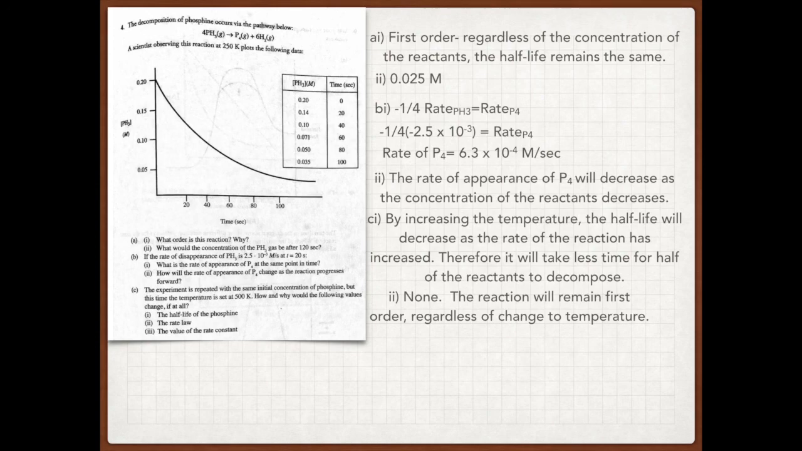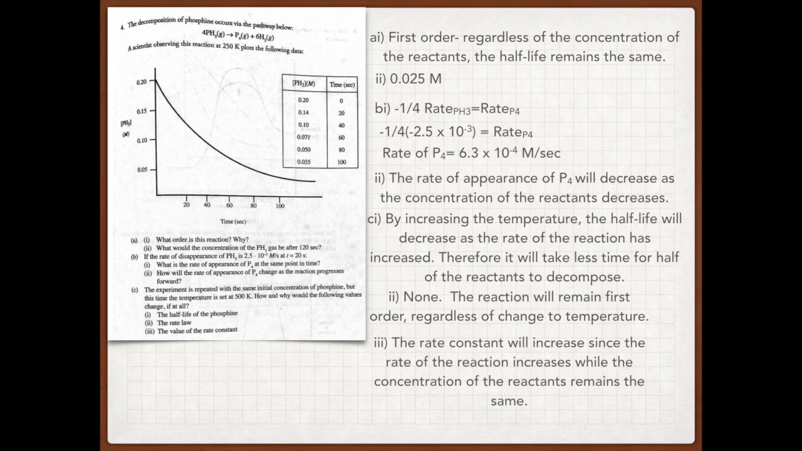Well, since by increasing temperature you're increasing your rate, your rate constant is going to also increase. And it increases because if you think about it, rate equals k times your concentration. Well, my rate increases, my concentration is staying the same. So what has to happen to my rate constant? Well, that also has to increase if my rate is increasing. Okay.